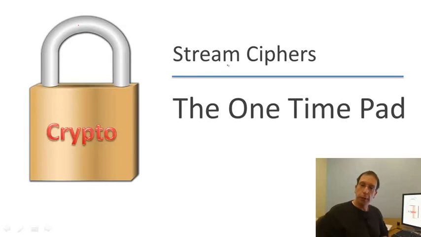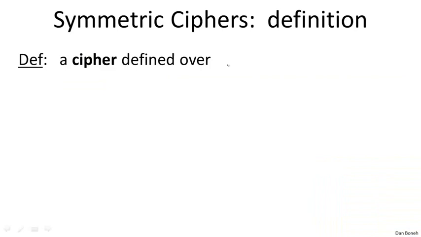Now that we've seen a few examples of historic ciphers, all of which are badly broken, we're going to switch gears and talk about ciphers that are much better designed. But before we do that, I want to first of all define more precisely what a cipher is. Remember, a cipher is made up of two algorithms.